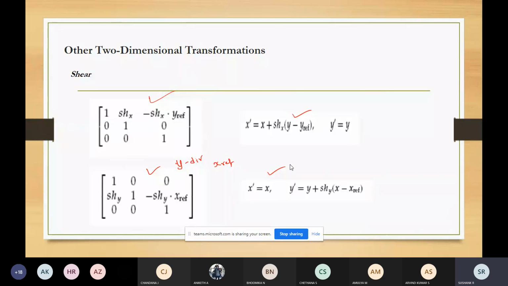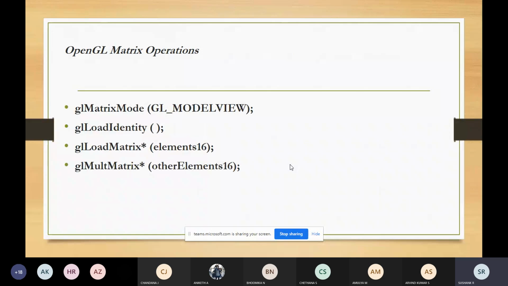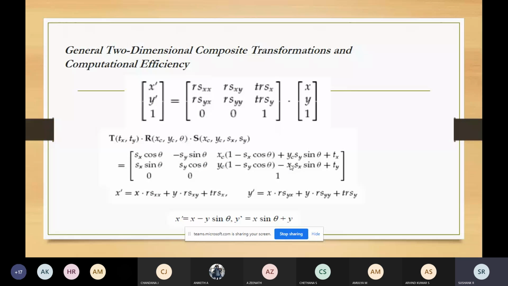Next will be OpenGL functions, which we will continue in the next classes. Some OpenGL functions like raster transformation. We have learned about translation, rotation, scaling; the same thing we'll be studying in terms of functions, like what is the first term, the second term, the third term, the syntax that is there in OpenGL. After that, how the matrix can be loaded, all those things we'll study. After that, composite transformations and computation efficiency. So 4 topics are there, which you can complete in the next class.